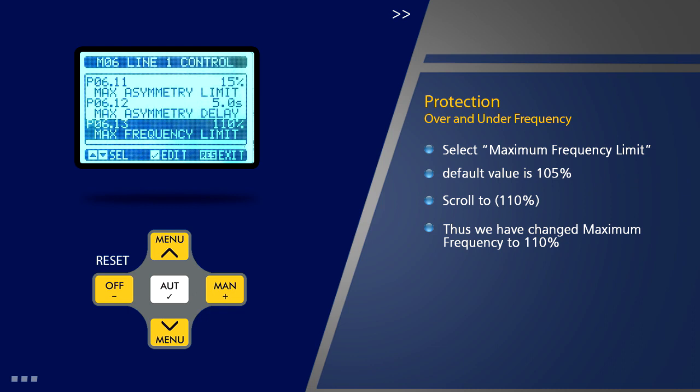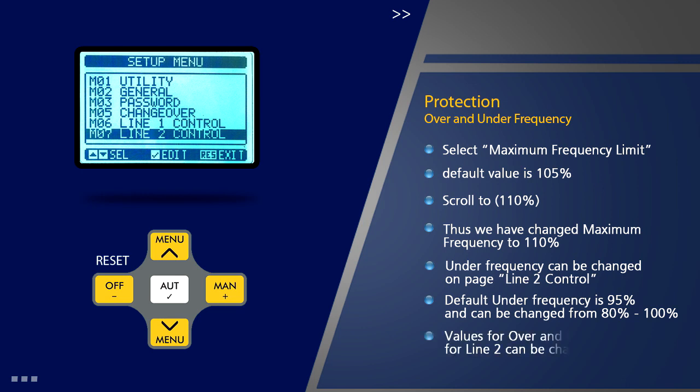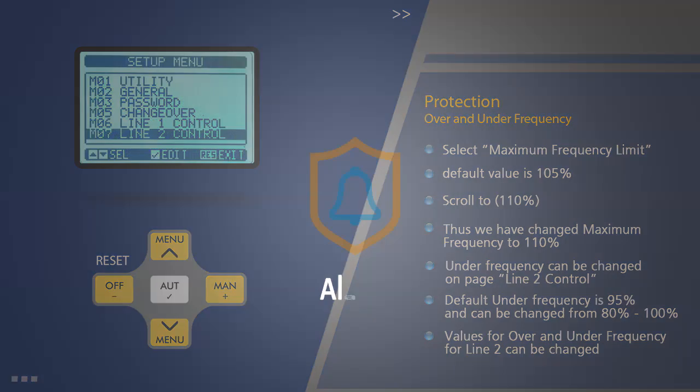Similarly, the set value for under frequency can be changed using the parameters on page line 2 control. The default value for this parameter is 95%. The same can be changed in the range of 80% to 100%. On similar lines, the set values for over and under frequency for line 2 can be changed by selecting respective parameters on the page line 2 control.